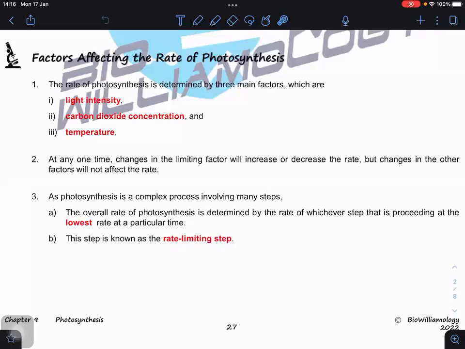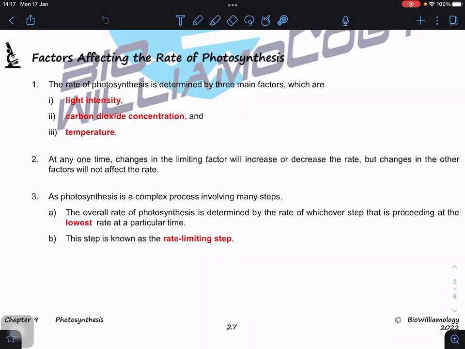For example, we can start at 400, 410, 420, 430, and so on. Are you clear? So at the end, you have a range of wavelengths, and we look at which wavelength actually gives the best rate of photosynthesis. Okay, I've learned those parts already. So in this topic, we won't cover the wavelength, but we cover the absorption spectrum and action spectrum.